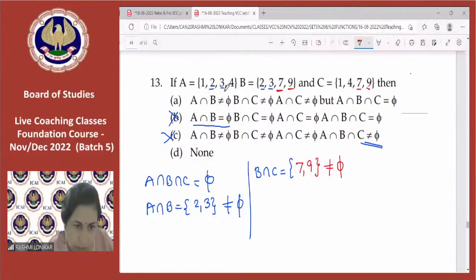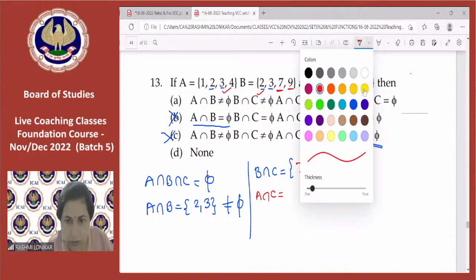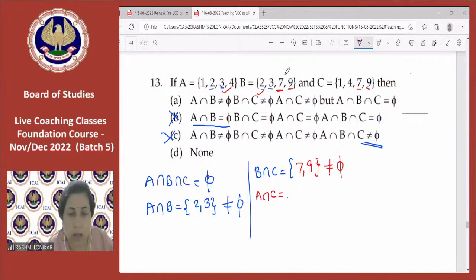So this first condition is satisfied. A intersection B is not a null set. B intersection C is also not a null set. Now let me find out A intersection C. Are there any numbers which are common to A and C? 1, yes, 1 is common here to A and C. And then 4 also is common with A and C. So I will write down A intersection C as 1 and 4, which is not a null set. So the third condition is also satisfied.